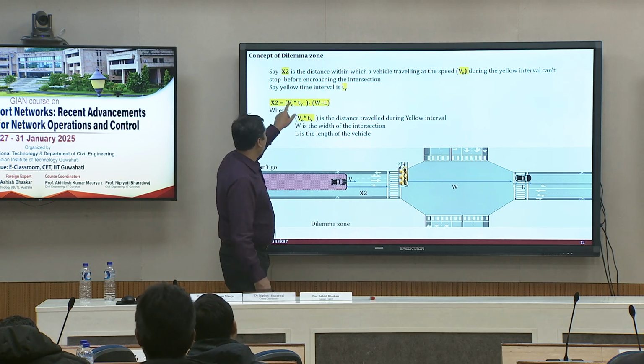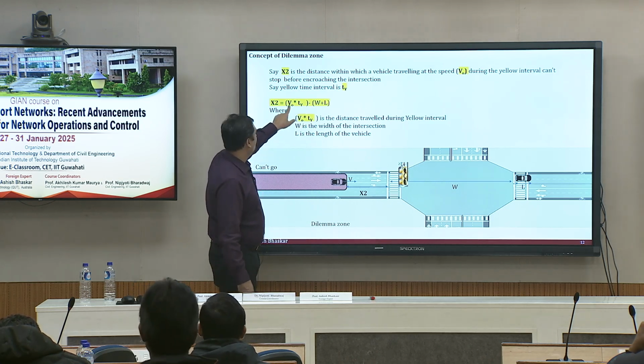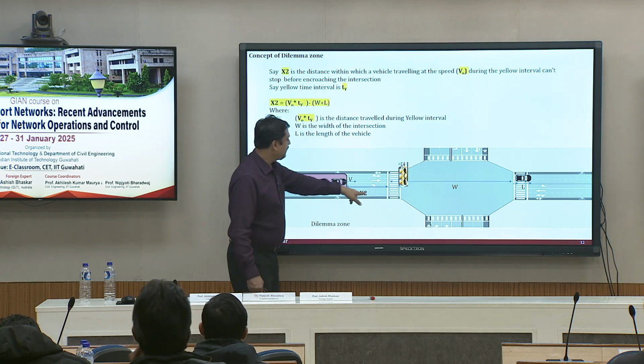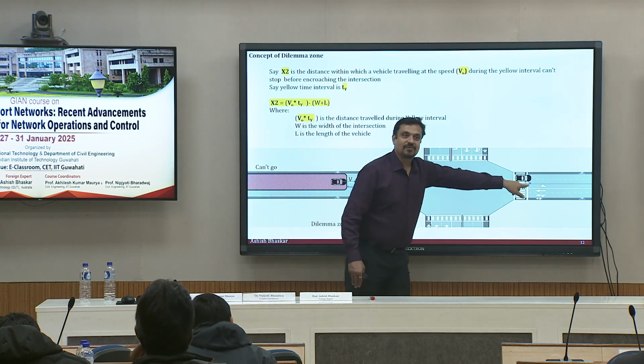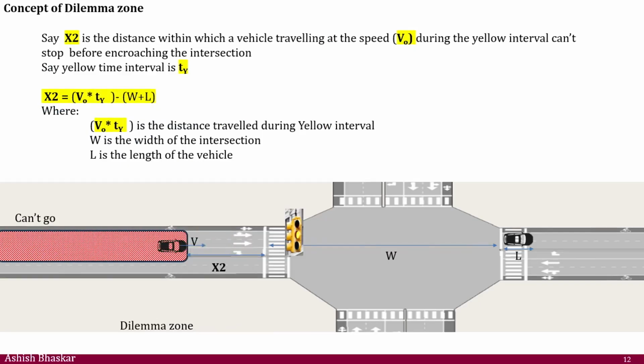If you rearrange this term, x2 is basically given by that one. So speed multiplied by yellow time is the distance that should be x2 plus w plus l, right? So if you are somewhere here and you decide to continue, you will not be able to clear the whole intersection. You will be somewhere in between. So technically somewhere here you should not continue.